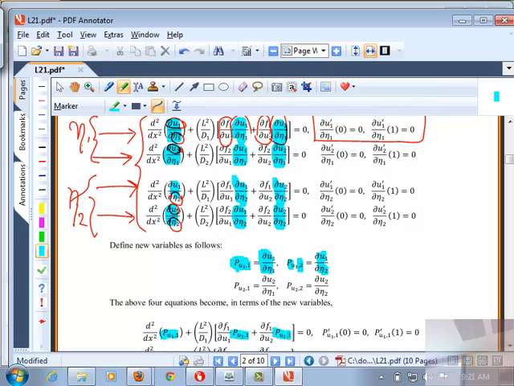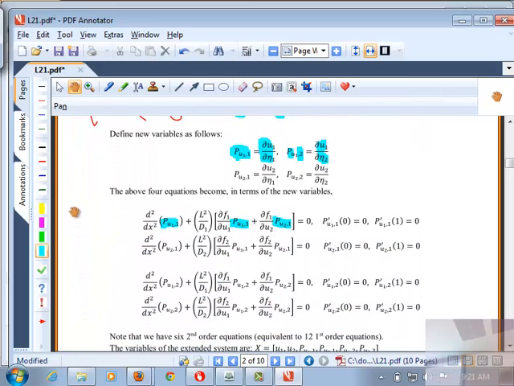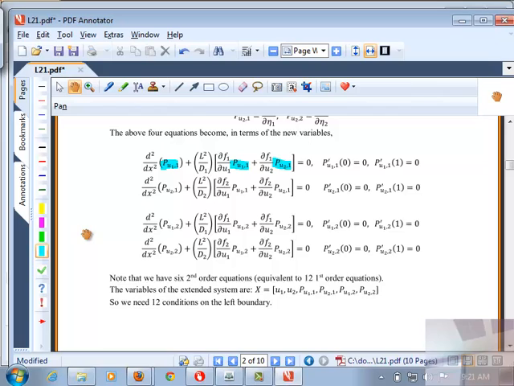Okay, so I can convert them into a set of 12 first order equations, but I need 12 initial conditions from which I should shoot. Okay, any questions? How do I get the 12 initial? I ordered the 6 equations here, creating a new extended vector x, and so the unknown variables are u1, u2, pu11, pu21, pu12, pu22. Okay, these are the 6 unknowns and their first derivative.